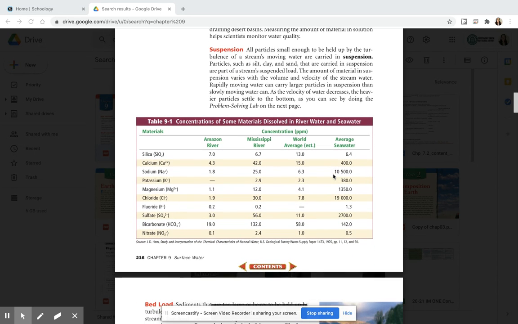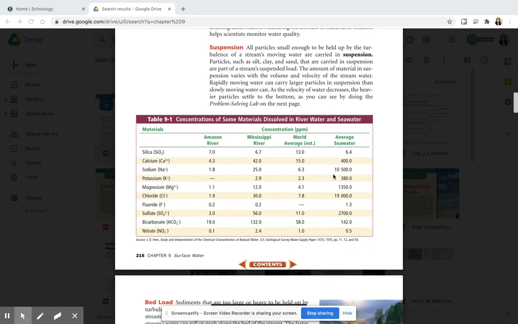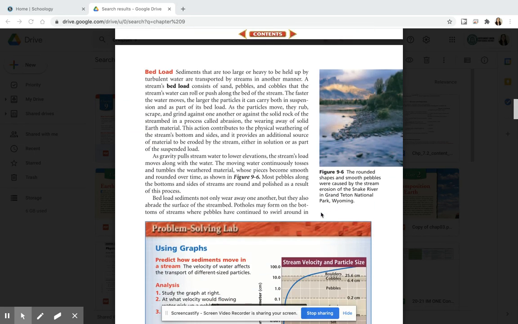Suspension. All particles small enough to be held up by the turbulence of a stream's moving water are carried in suspension. Particles such as silt, clay, and sand are carried in suspension as part of a stream's suspended load. The amount of material in suspension varies with the volume and velocity of the stream water. Rapidly moving water can carry larger particles in suspension than slowly moving water. As the velocity of the water decreases, the heavier particles settle to the bottom, as you can see by doing the problem-solving lab on the next page.